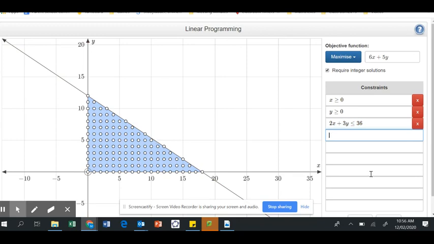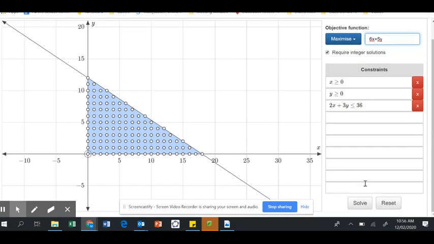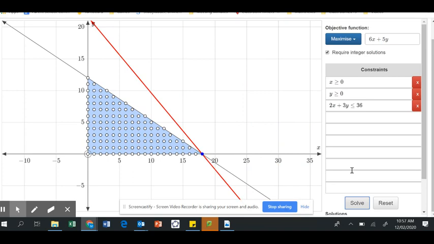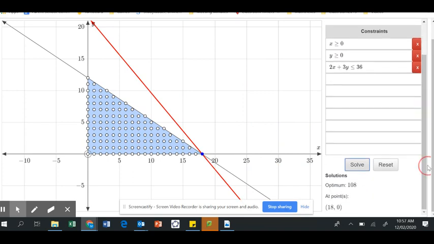When I type in my objective function, we can actually solve it electronically. And watch what happens here when we click solve. In comes this little red line, and what this red line is showing is where the optimal solution is. So the optimal solution clearly occurs at that vertex there at 18, 0.